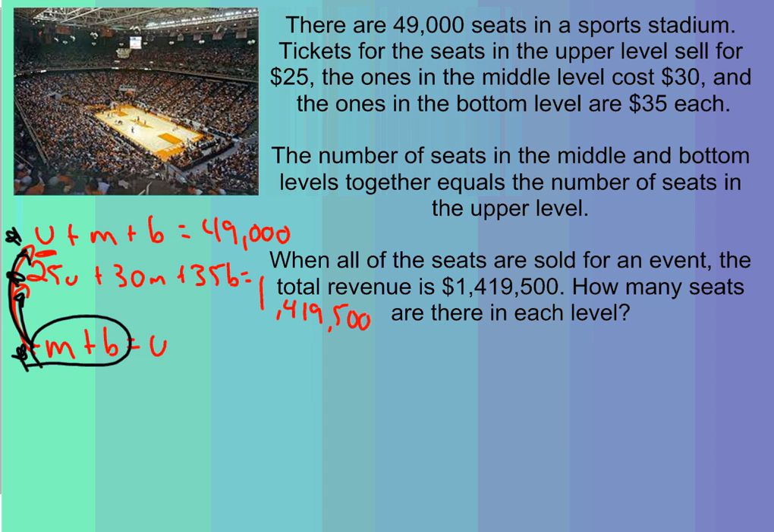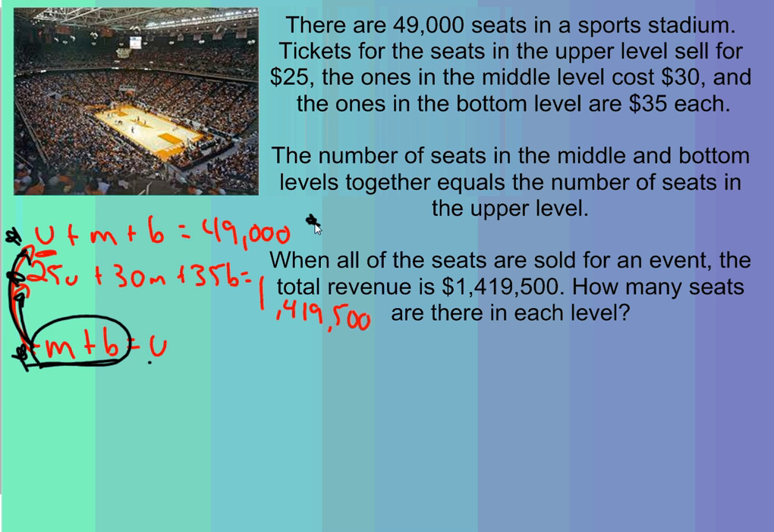Okay, so to recap, all I've done was write my three equations. All the seats in the stadium add up to 49,000. Uppers are 25, middles are 30, bottoms are 35, and the number of middle and bottom seats together equals the number of seats in the upper level.